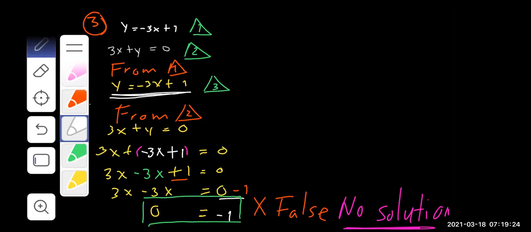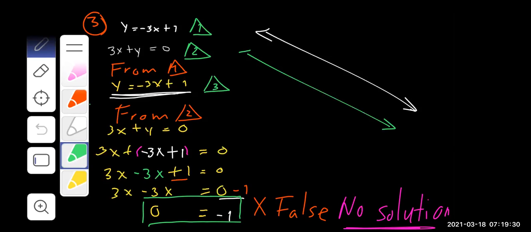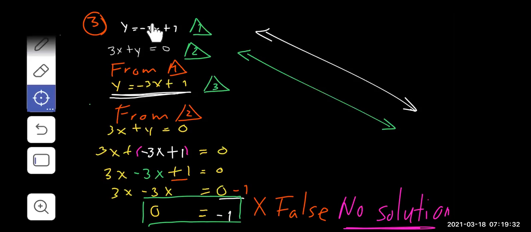Okay, you will have something like this, the first one, and then you will have another equation like this. They're parallel lines because they have the same slope. That's why they never cross. They never touch. There is no intersection point. That's why it's no solution. Let's have a look at the graph.